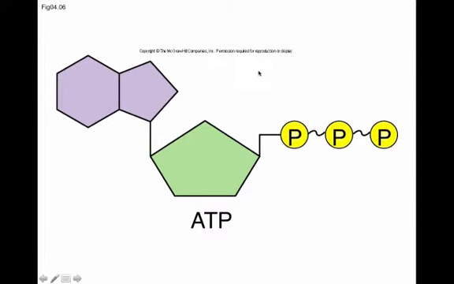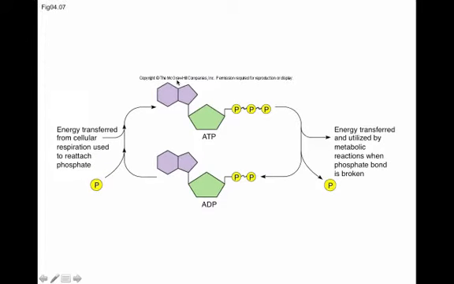So here is an ATP molecule and the phosphate groups that are attached. ADP is the lower one. So as it goes around the circle, starting at ATP, energy is transferred, phosphate's broken off, and it turns into ADP. And then during cellular respiration, phosphate is attached again, and we get ATP, and it goes around.